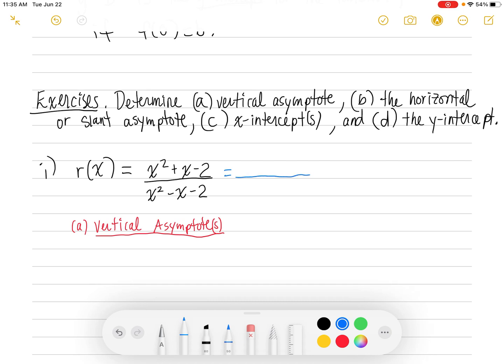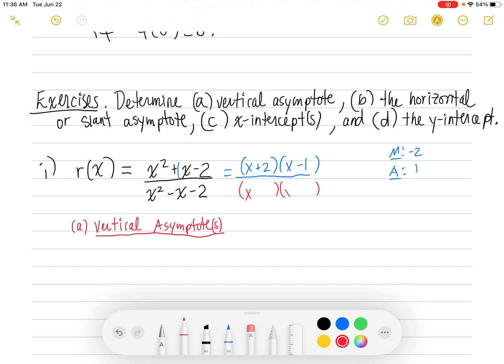Before I even start finding any vertical asymptotes, I'm going to factor my top and factor my bottom. So on top, I'm going to make two pairs of parentheses. x times x to give me x squared. I'm going to find two numbers that multiply to give me -2 and add to give me a positive 1. So those numbers would be +2 and -1, right? 2 times -1 is -2, 2 plus -1 is +1.